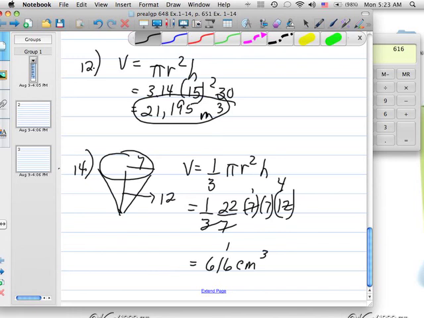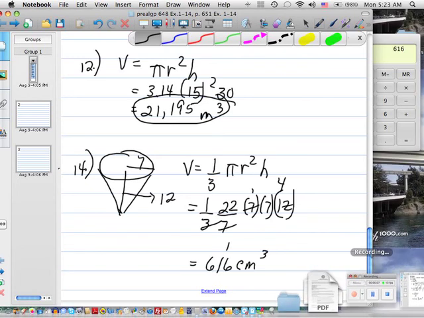Okay, be sure you check the answers for the odds in the back. If you get it wrong, go back and check your calculator work or get help.